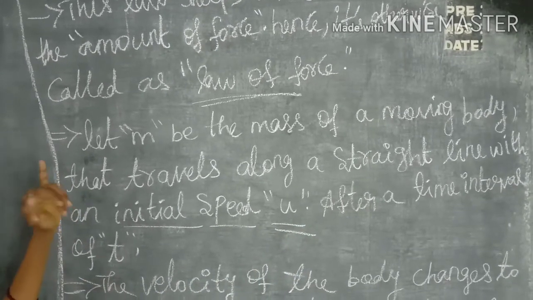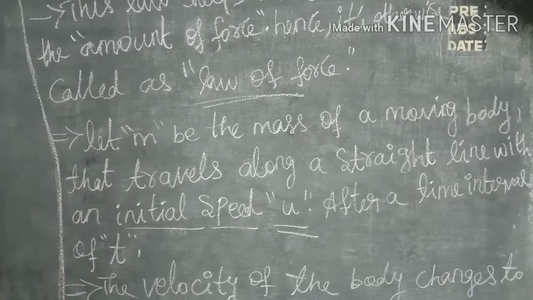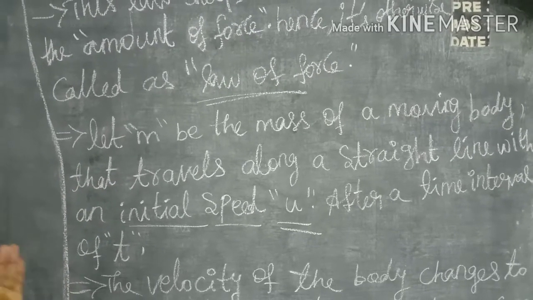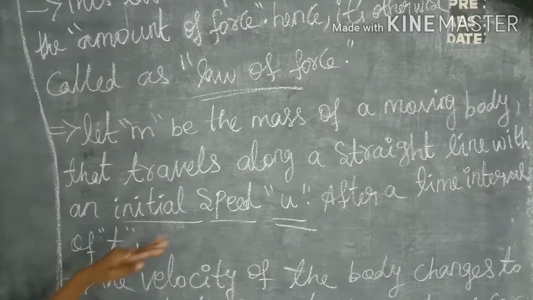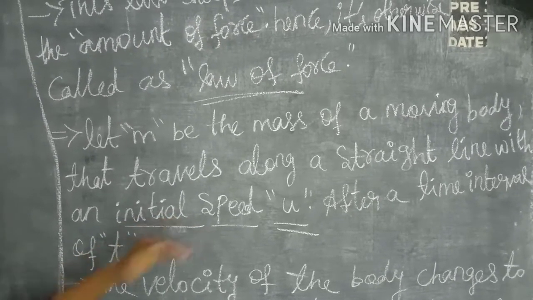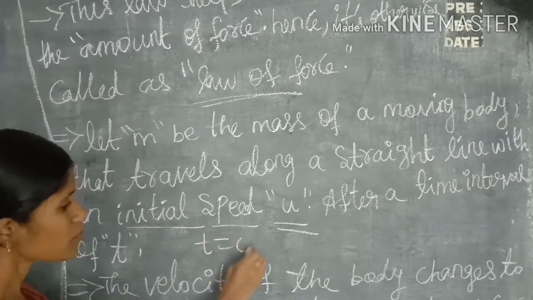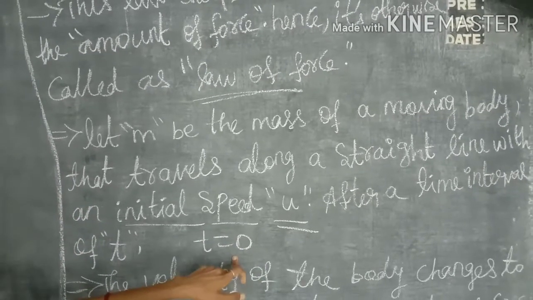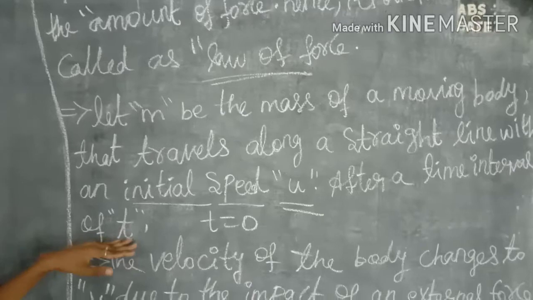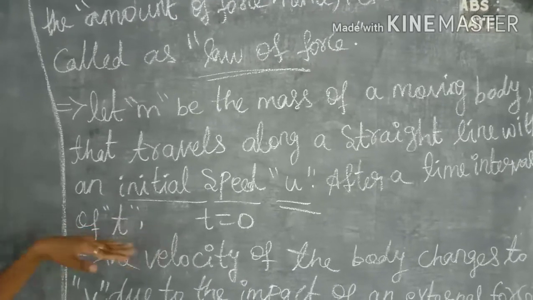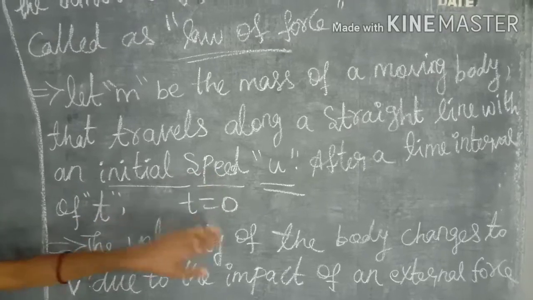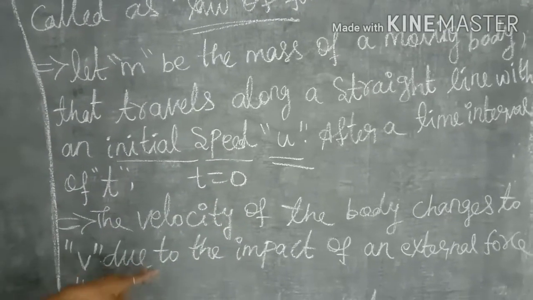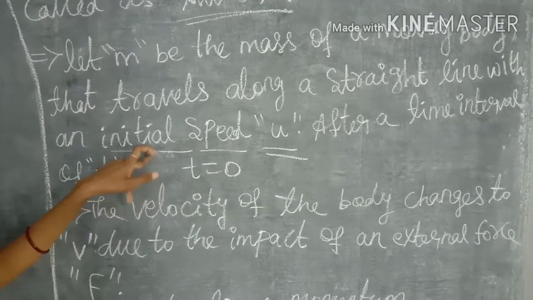So we consider one moving body that has a mass m and travels along a straight line. It has some speed, known as the initial speed at time 0. After a time interval t, the velocity changes from u to v. At time 0, the initial speed is u.